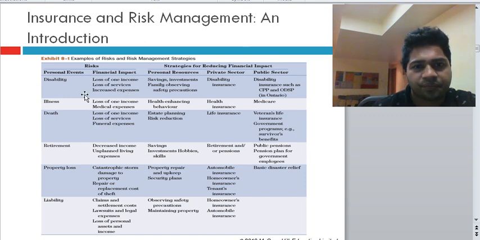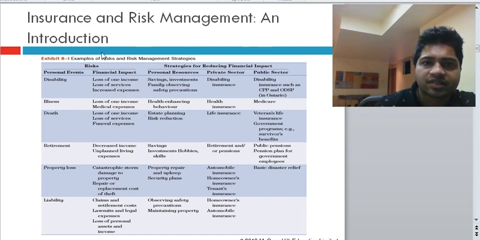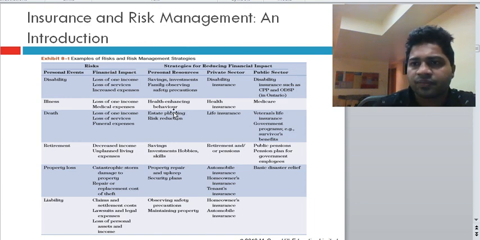If you're in Ontario and you suffer from illness, there is loss of income and you get medical expenses, so these are the risks. How can you avoid it? Self insurance, health enhancing behavior, then private sector health insurance, and we have Medicare in Canada.